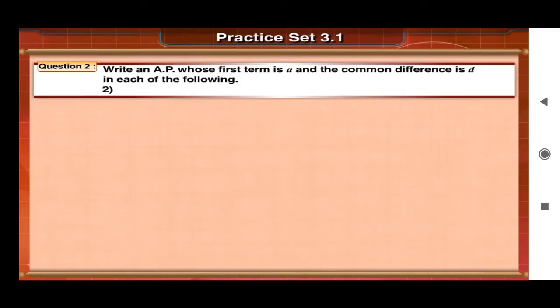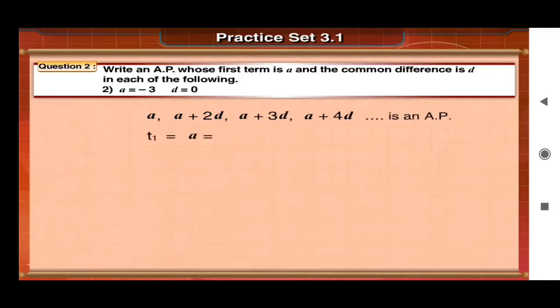2. A is equal to minus 3. D is equal to 0. The general form of an arithmetic progression is A, A plus D, A plus 2D, A plus 3D, A plus 4D, and so on. We know that T1 is equal to A, and here it is given as minus 3. T2 is equal to A plus D, which is equal to minus 3 plus 0, that is equal to minus 3.